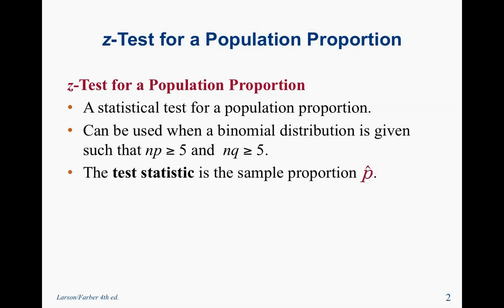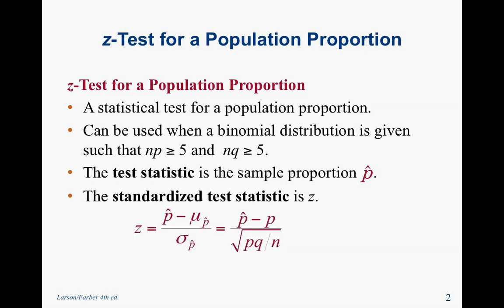The test statistic is the sample proportion, p hat. The standardized test statistic is z. So in 7.3, our sample statistic was x bar because we were finding about a mean. Now it's p hat because we're finding about a proportion. So now with p hat comes a z statistic. So this is the new formula that you will use in this unit for your test statistic to find out if it's in the rejection region or not.